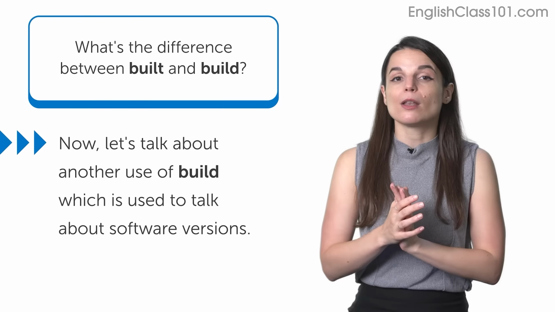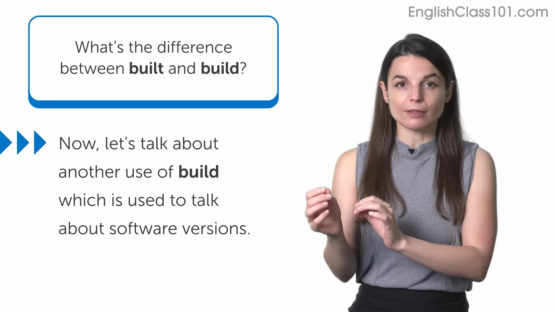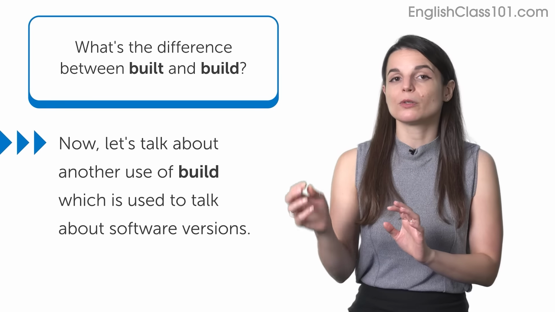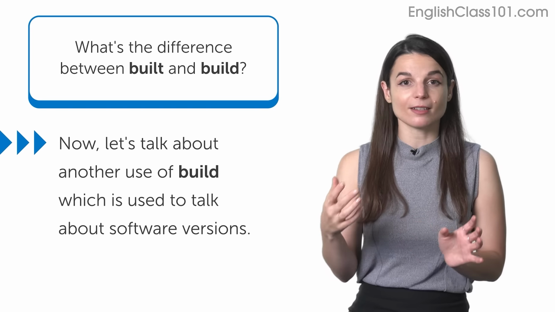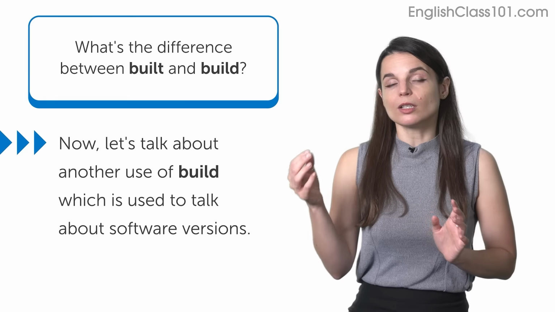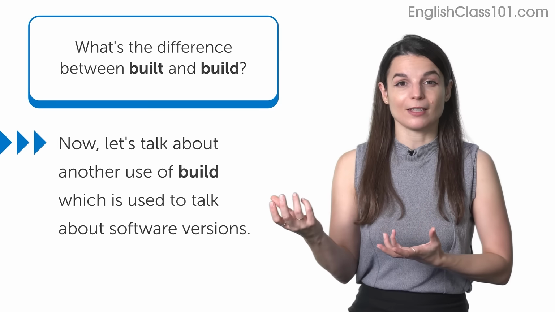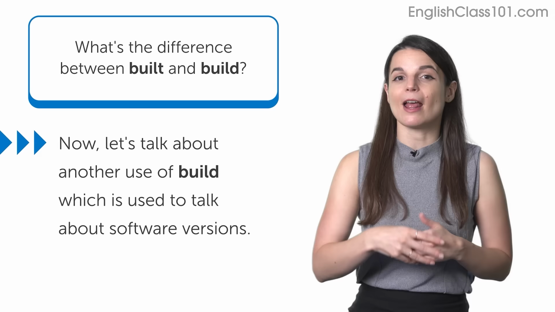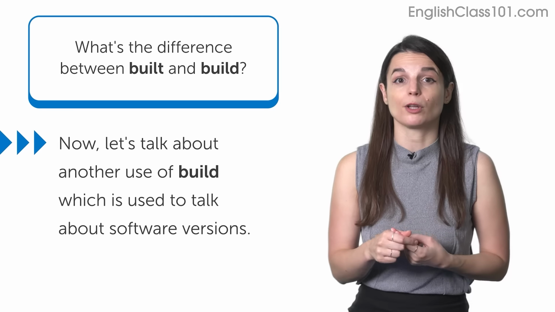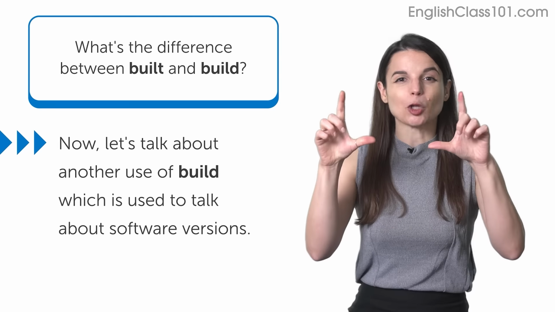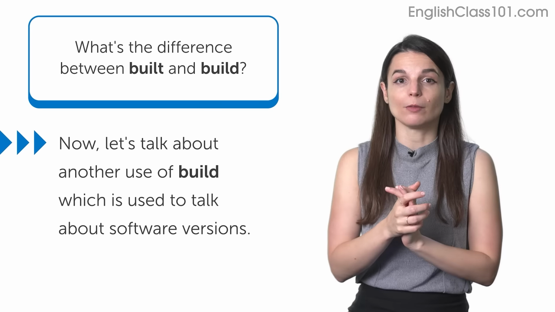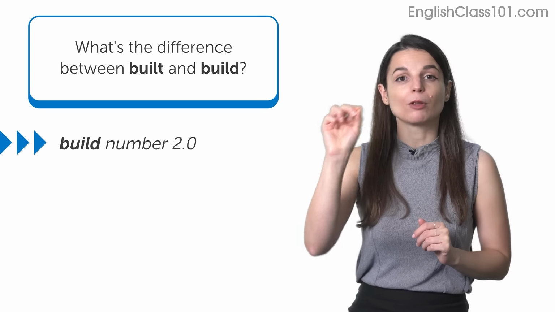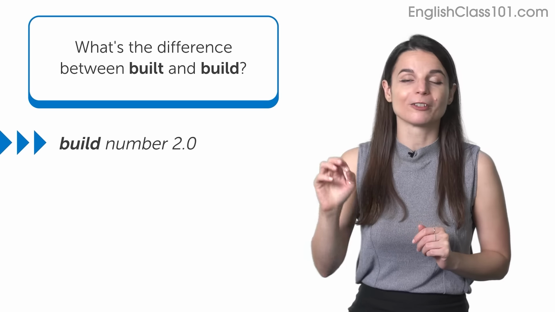Now let's talk about another use of build. We see build used in software a lot. Software and programming, apps, these kinds of things. It's used to talk about the version of something. So you might see this on maybe an app you've downloaded or maybe a software you've downloaded. It might be on like a loading screen, or you might see it in the information section of the app that you download. It might say something like build number or build 2.0 or something like that.